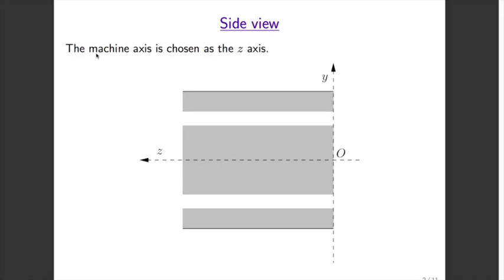The side view of the machine is shown in this slide. The axis of rotation of the machine is chosen as the z-axis, and O denotes the origin of our coordinate system, and the y-axis is also shown. The x-axis comes out of the page so that it forms a right-handed system.